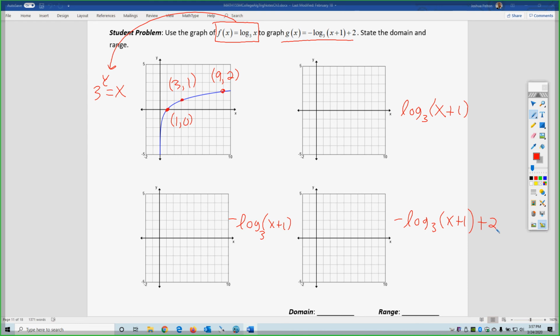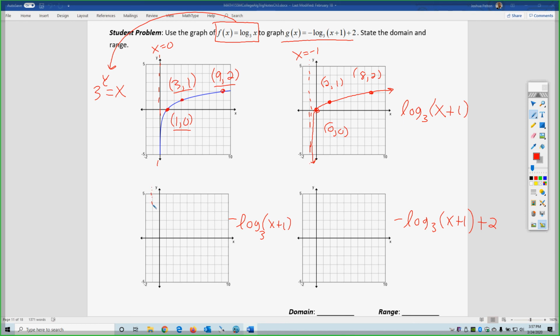Okay, so if we do the plus 1 on the first step, that's actually moving left 1, so it only affects x. So 1, 0 goes to 0, 0. 3, 1 goes to 2, 1. And 9, 2 goes to 8, 2. So we translated to the left 1. So our old asymptote was x equals 0. Since we went left 1, it's x equals negative 1. Okay. So now we have a reflection on the next one.